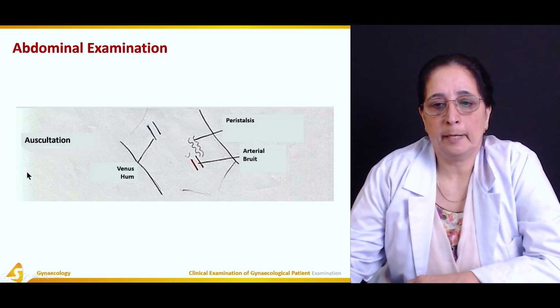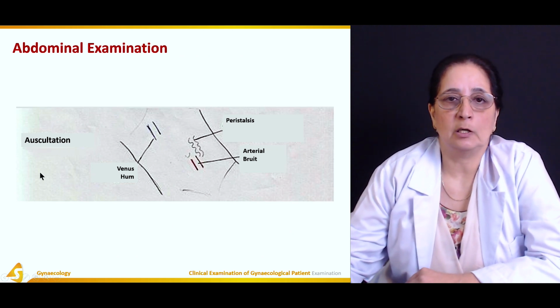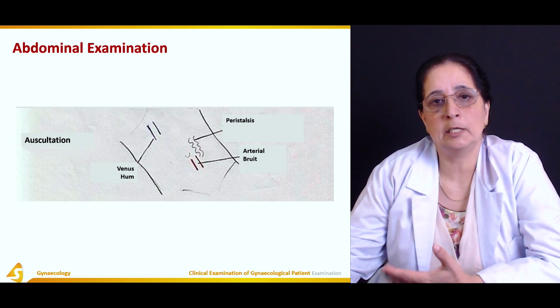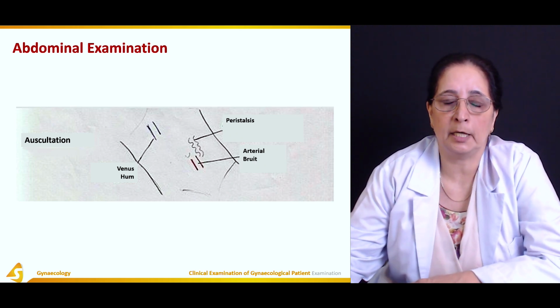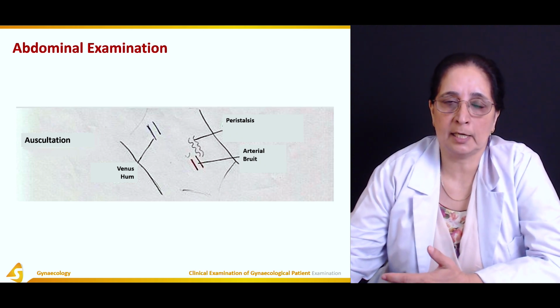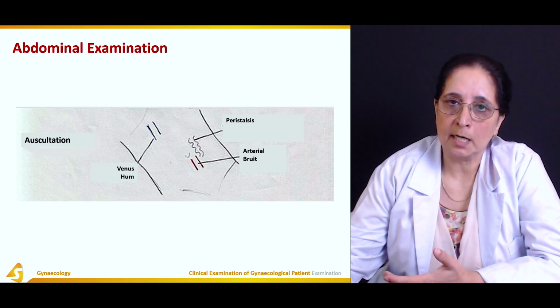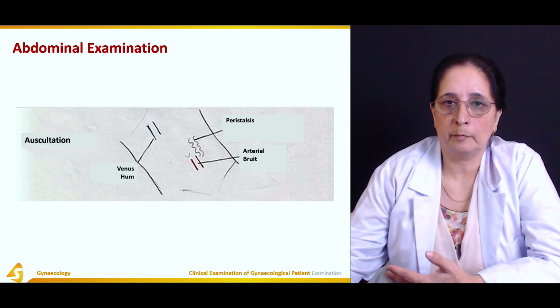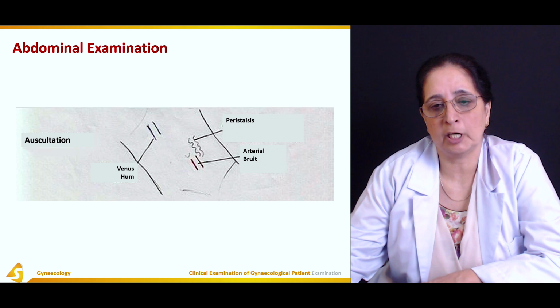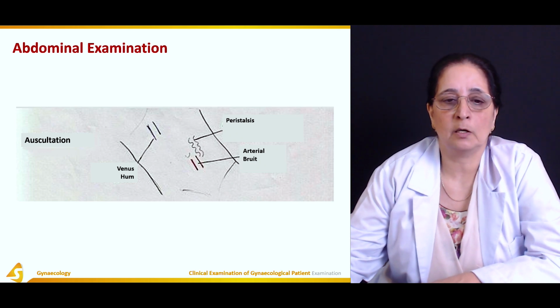Now the third step is the auscultation. Auscultation is the part of the examination in which we use the stethoscope and listen to different sounds of the body. Auscultation is done mainly to listen to the chest, to listen to the heart, if there are any heart murmurs, if there are any rhonchi, rales, wheezing in the chest, that can also be auscultated.